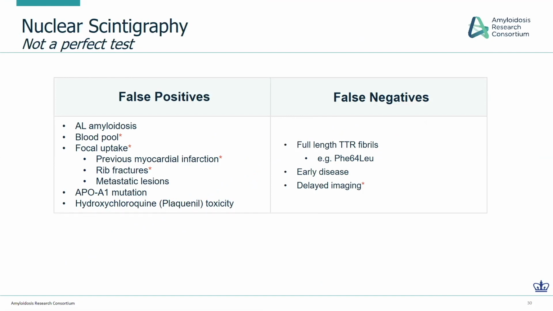On the false negatives, we'll highlight this in cases, patients who have TTR mutations that result predominantly in full-length fibrils don't have uptake on scintigraphy, and so there are false negatives. Obviously, if the disease is relatively early, or if you delay imaging for a long period of time, you can get a false negative. And as shown in all the little red asterisks, many of these can be addressed with SPECT imaging, which is emerging as an essential part of PYP scintigraphy.